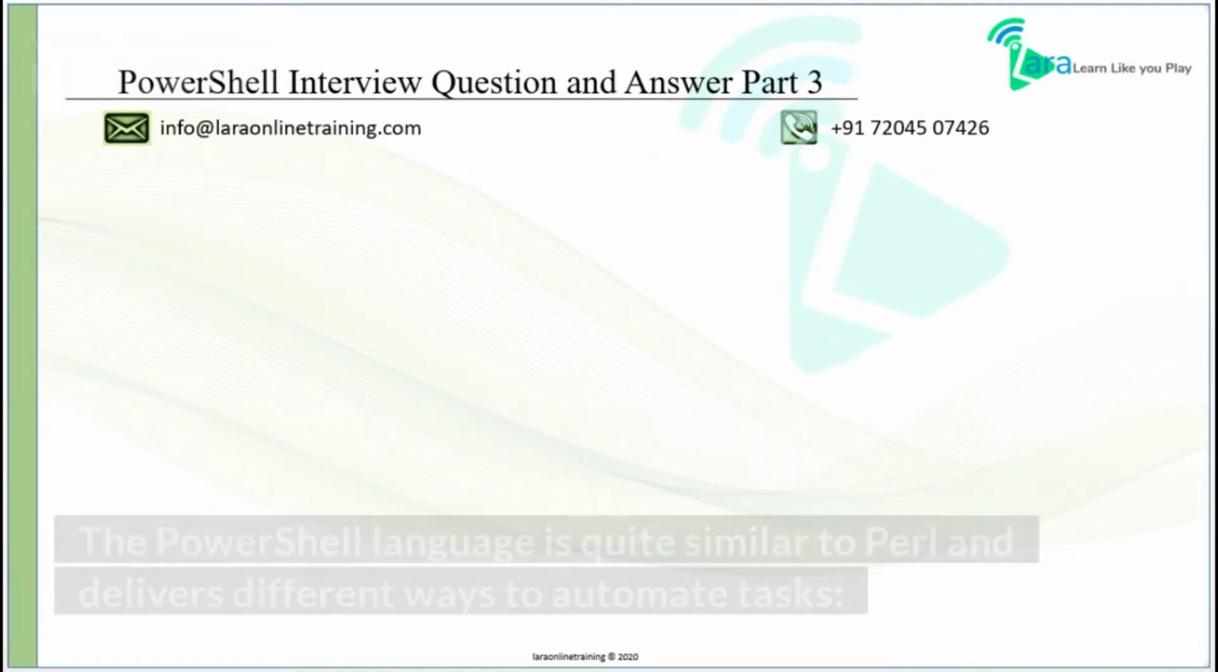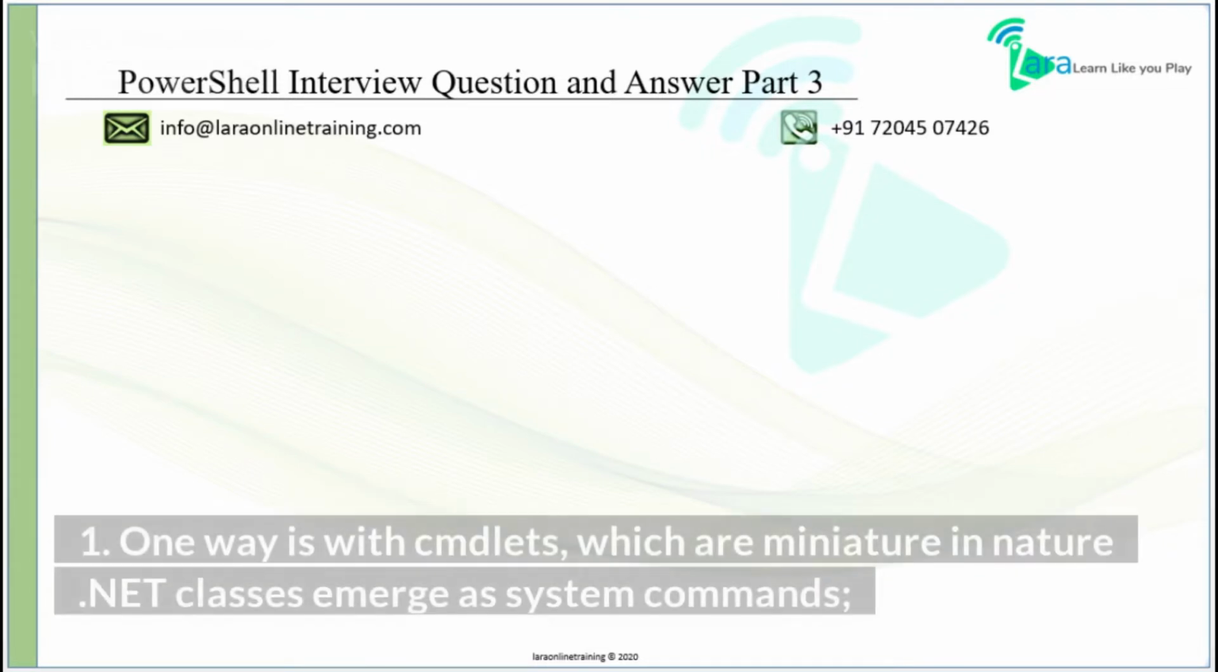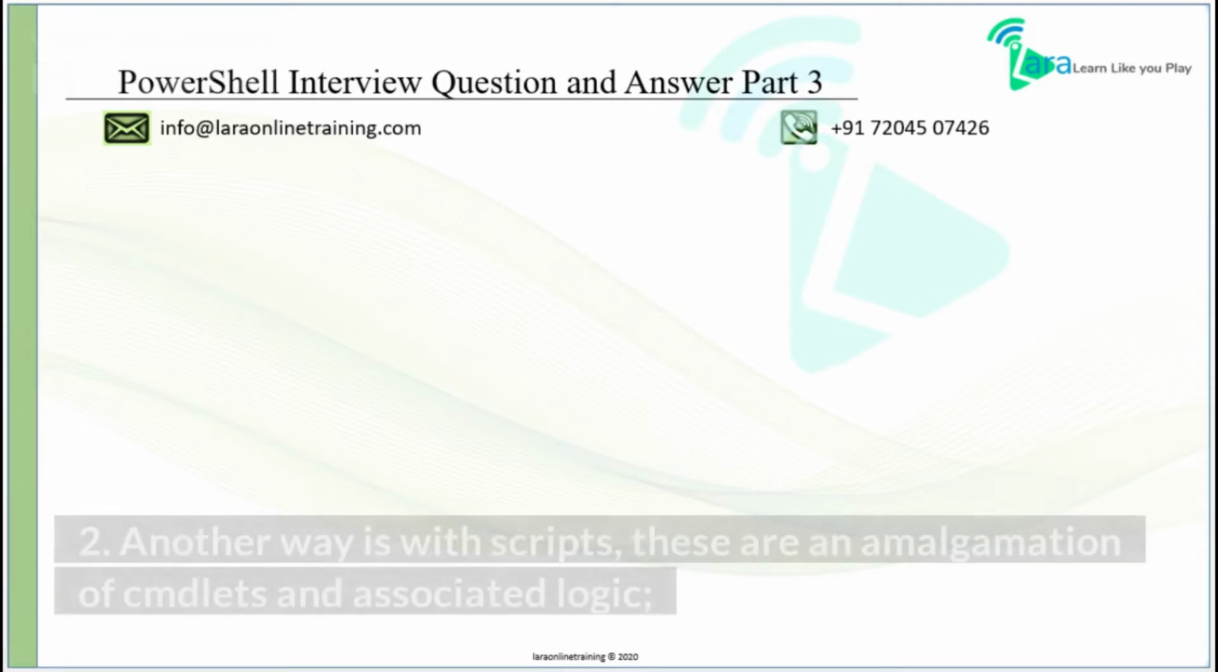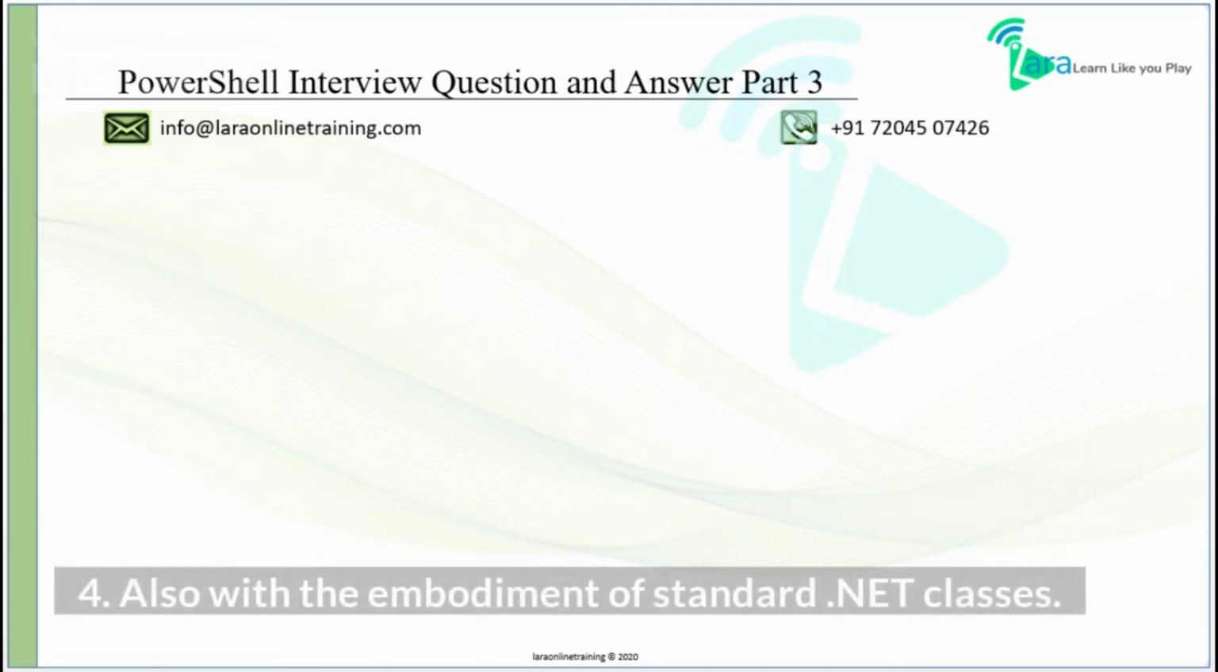processes. The PowerShell language is quite similar to Perl and delivers different ways to automate tasks. 1. One way is with cmdlets, which are miniature .NET classes that emerge as system commands. 2. Another way is with scripts, which are an amalgamation of cmdlets and associated logic. 3. It can be done with executables, which are standalone mechanisms. 4. Also with the embodiment of standard .NET classes.